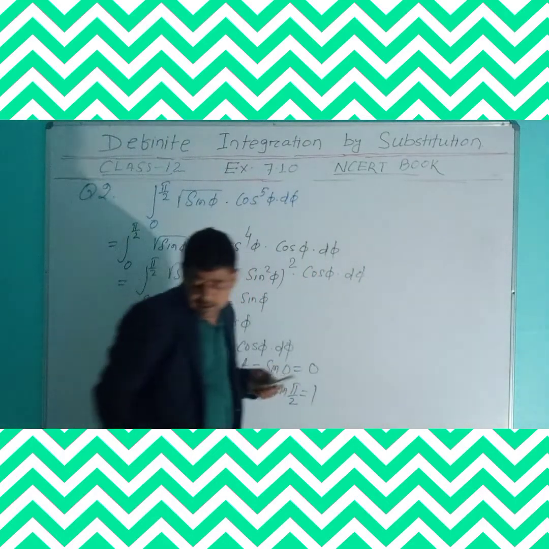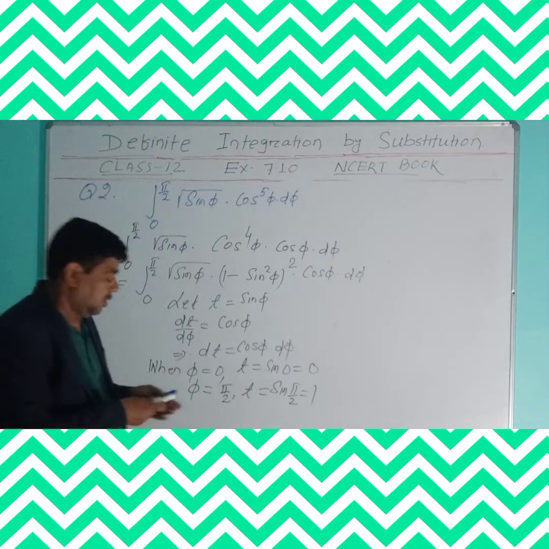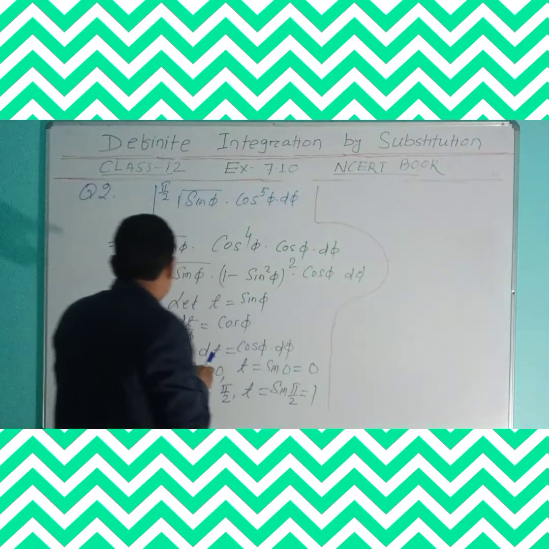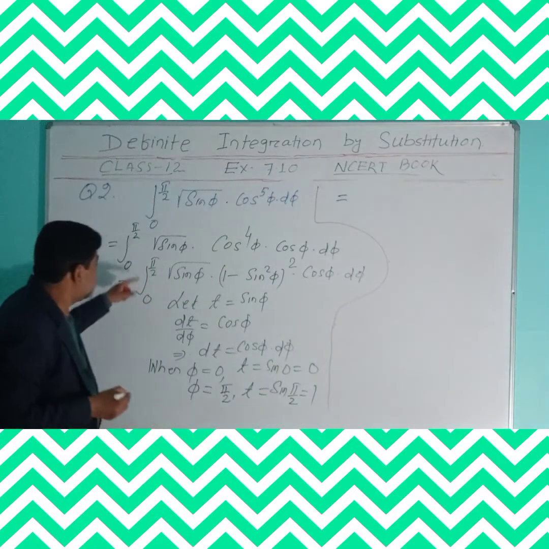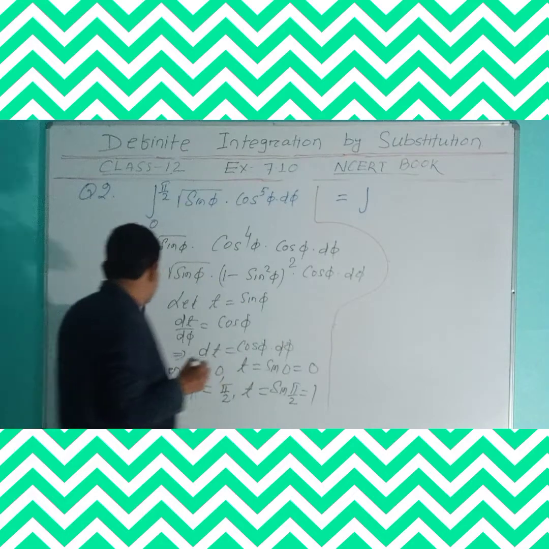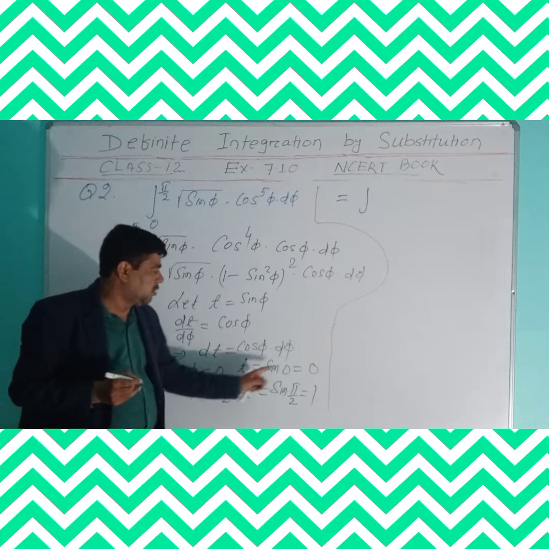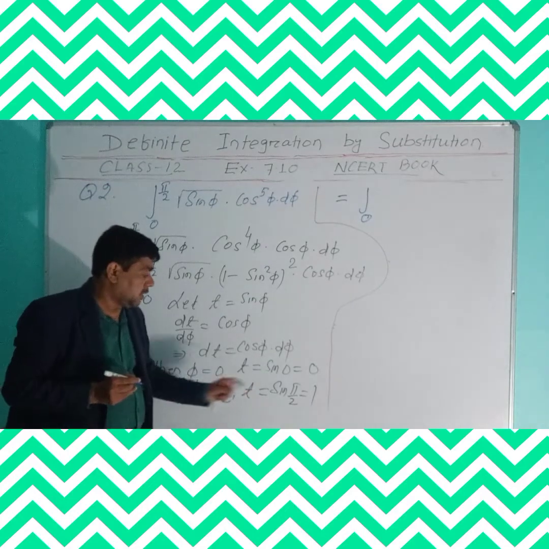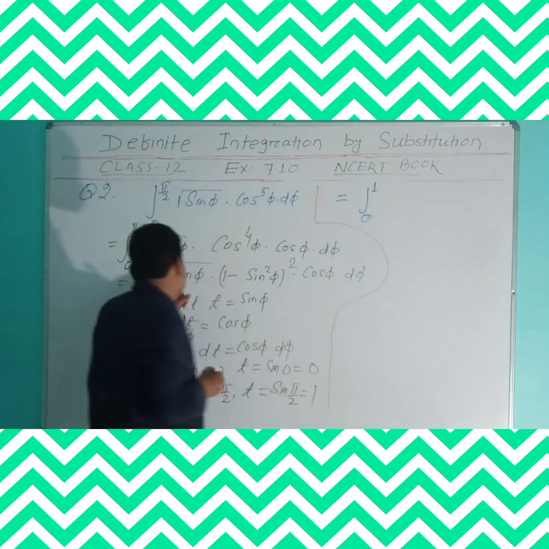Let us see here. Understand? Okay, look here. Now see, integration of 0 to pi by 2. Tell me, in place of 0, when phi is equal to 0, t is equal to 0. So in place of 0, you can write the t value, which is 0. Similarly, when phi is equal to pi by 2, what is the value of t? The value of t is 1. Yes or no?